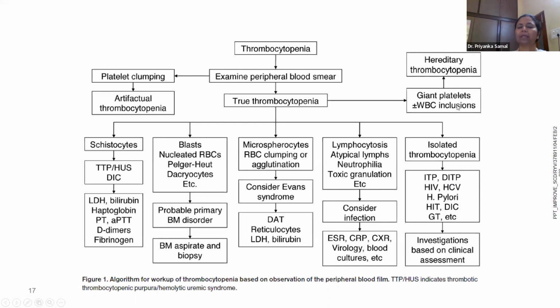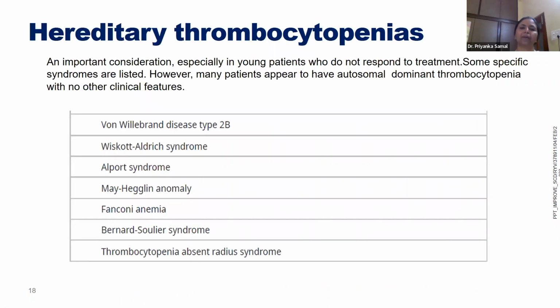Hereditary thrombocytopenia, sometimes we have giant platelets, plus or minus WBC inclusions like the Döhle bodies, which tell us that the patient may have some inherited condition. Just to name the inherited conditions: von Willebrand disease type 2, not all von Willebrand, but type 2B, Wiskott-Aldrich syndrome, Alport syndrome, May-Hegglin anomaly, Fanconi anemia, and most common among them, Bernard-Soulier syndrome. We do find patients of BSS, and then thrombocytopenia with absent radius syndrome. So this is a whole lot of hereditary thrombocytopenias which we need to understand and treat.